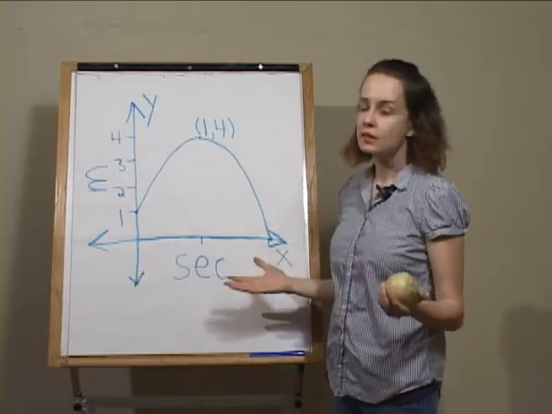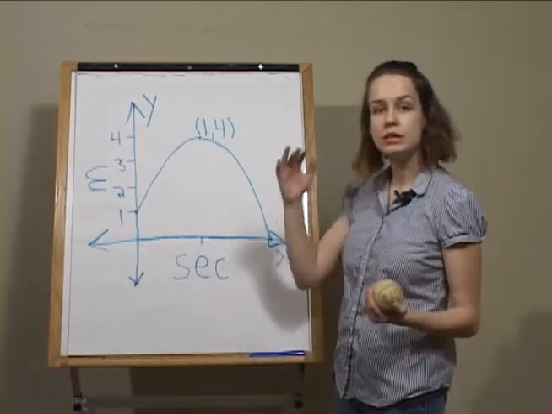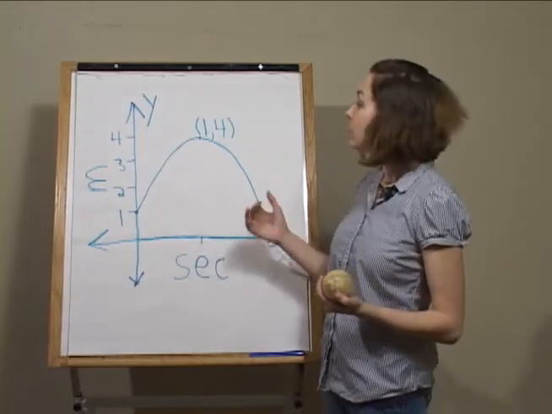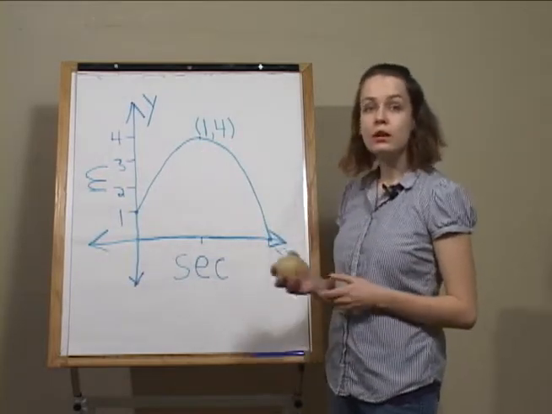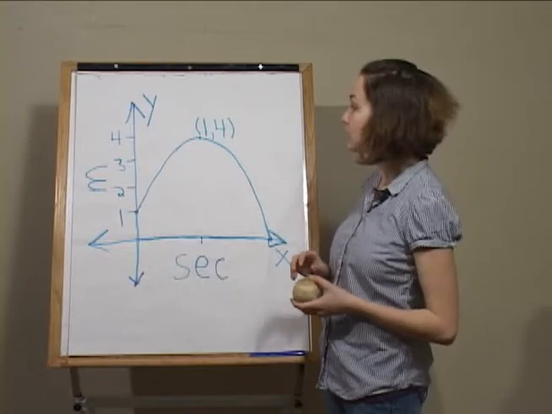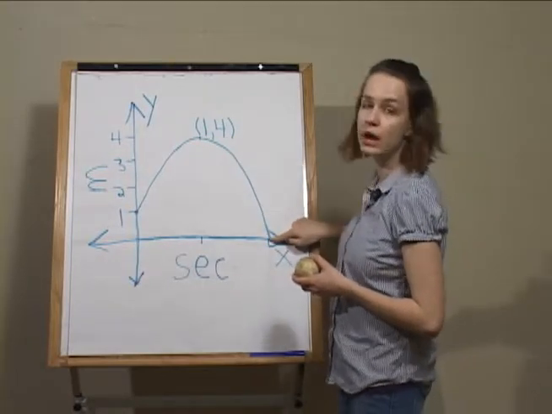Why is this happening? The ball is actually decelerating as it moves upwards, and that's due to the effect of gravity pulling down on the ball. Once the force of gravity overcomes the initial force upward from my toss of the ball, that's when the ball begins to move downward and actually begins to move faster and faster until it reaches the ground.